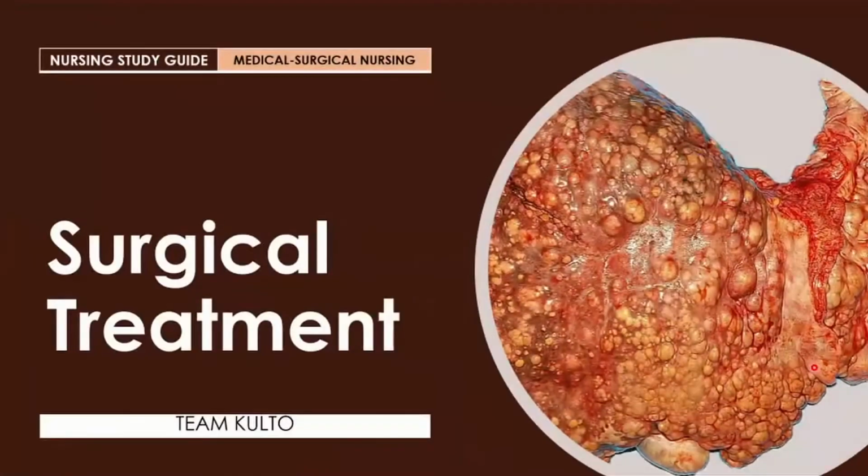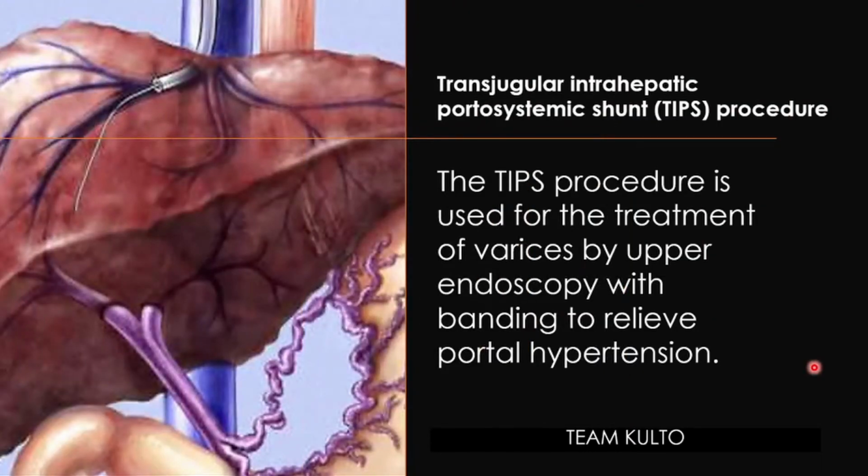Surgical treatment. Malapit na talaga to. Kumapit ka lang. O, galaw-galaw kayo. Eto na siya. So, paano nga ba ang surgical treatment ng iyong liver cirrhosis? Isa lang, transjugular intrahepatic portosystemic shunt, TIPS procedure. Okay, ano to? Now, the TIPS procedure is used for the treatment of varices by upper endoscopy with banding to relieve portal hypertension. Once again, that is your TIPS. Transjugular intrahepatic portosystemic shunt. Ang mouthful, diba?